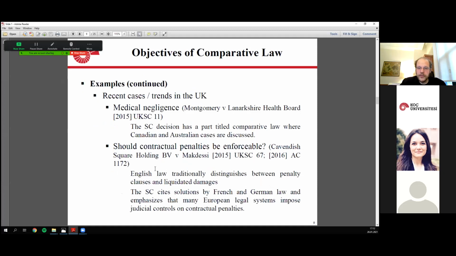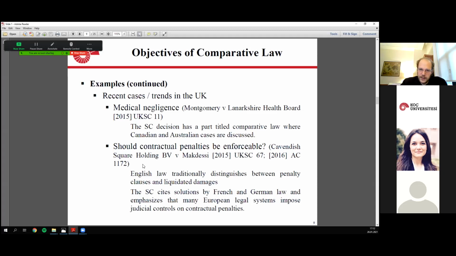Another example comes from the UK. These are more recent trends that I will mention. For example, in 2015, there was a case on medical negligence. And this case here, decided by the Supreme Court, extensively mentions Canadian and Australian cases in its evaluations.